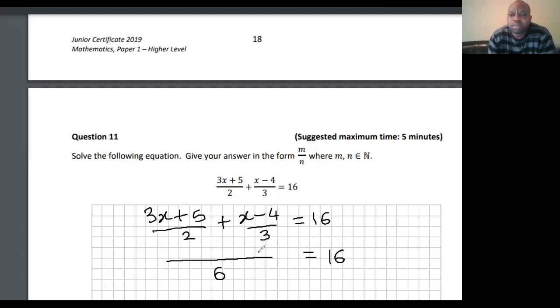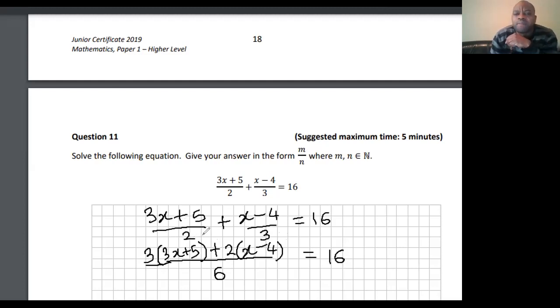Now, 2 divided into 6 is 3 times. That's the 3. And then the 3 is going to multiply what is on top of the 2. We have 3x plus 5 on top of 2, then followed by the plus. And then 3 divided into 6 is 2. This is the 2. The 2 will multiply what is on top of 3, which is x minus 4. Put it in a bracket.